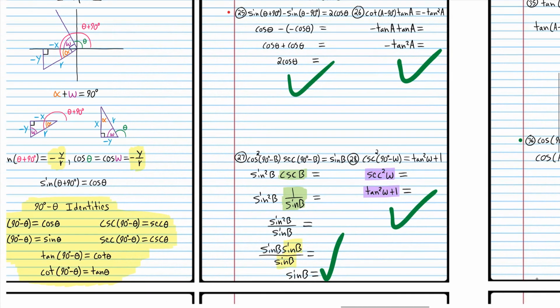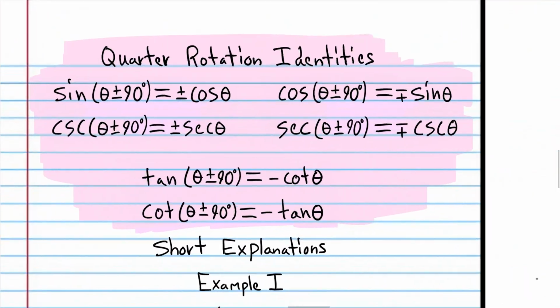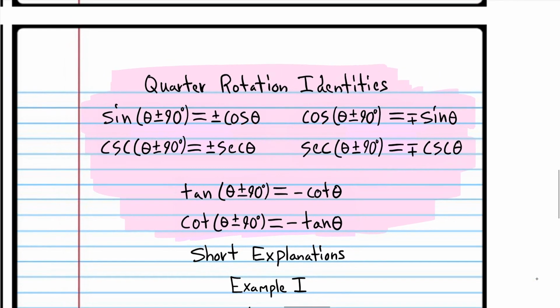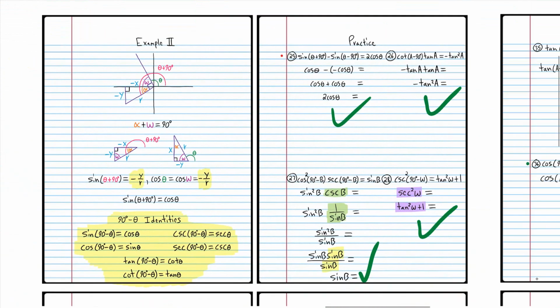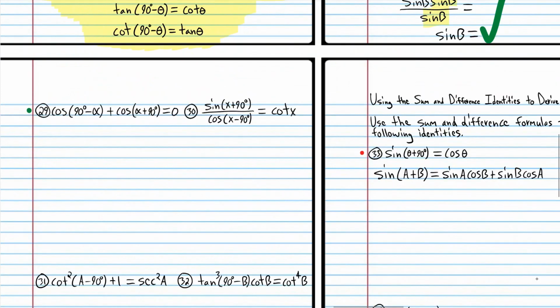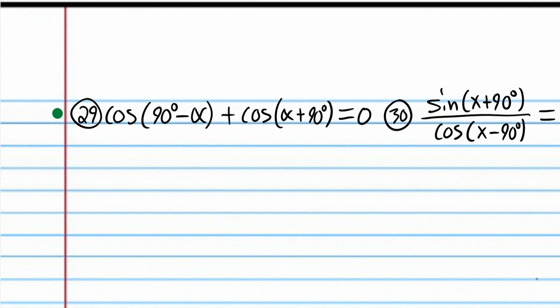So I want you to take a screenshot. I'm going to give you one more opportunity to take a picture of these quarter rotation identities. And I want you to take a picture of both these pages, because we have other identities here. And remember, when you're subtracting theta from 90, that's very different from adding 90 to theta or subtracting 90 from theta. So just be aware of that. I know that's kind of confusing to think about. Okay, so I want you to try number 29, and when you come back, we'll do it together.